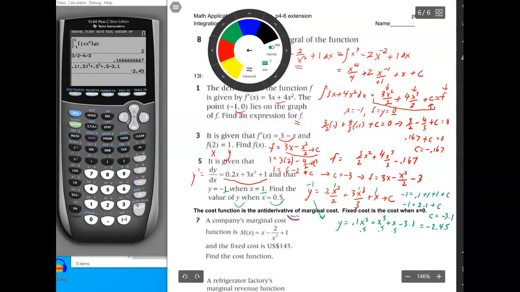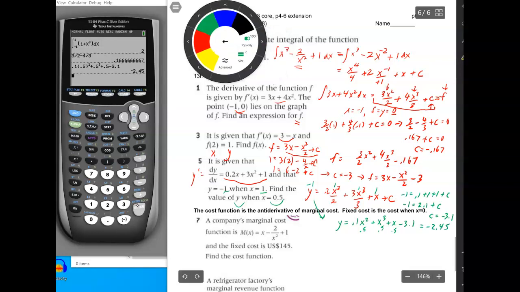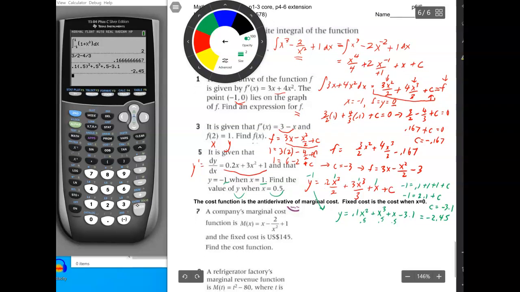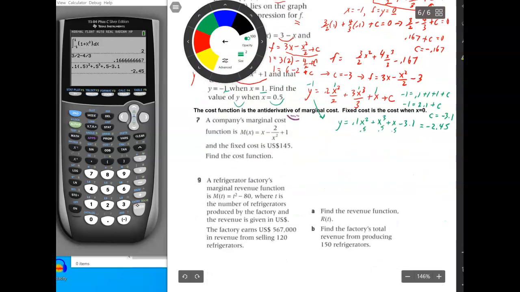Okay? All right. Now we are going to do some word problems. So for number 7, it says the cost function is the antiderivative of marginal cost. Fixed cost is the cost when x equals 0.